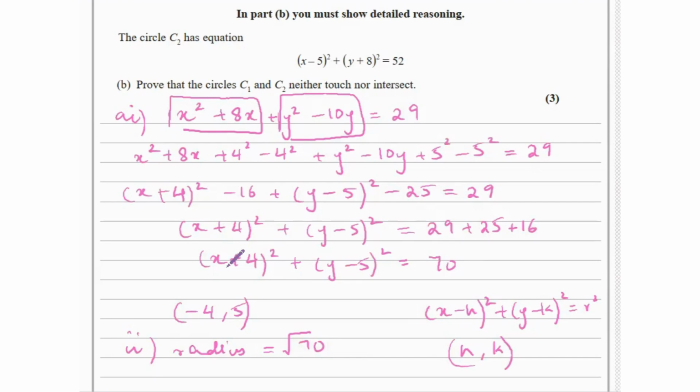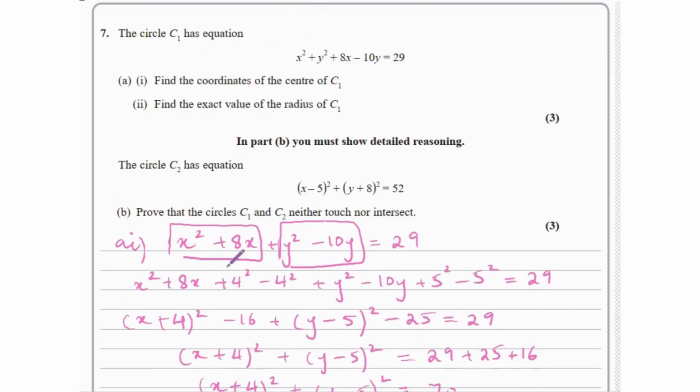Then it says that in part B you must show detailed reasoning. The circle C2 has equation x minus 5 whole squared plus y plus 8 whole squared equals 52. Prove that the circles C1 and C2 neither touch nor intersect.